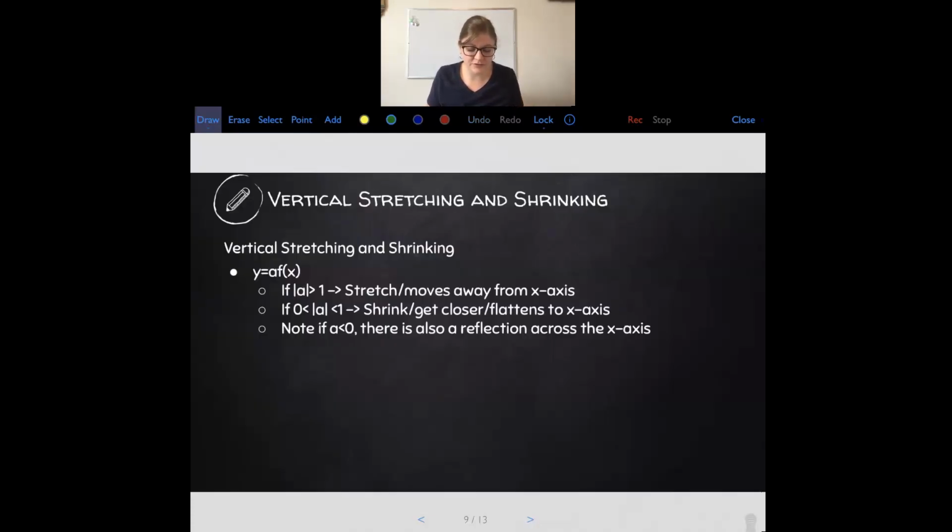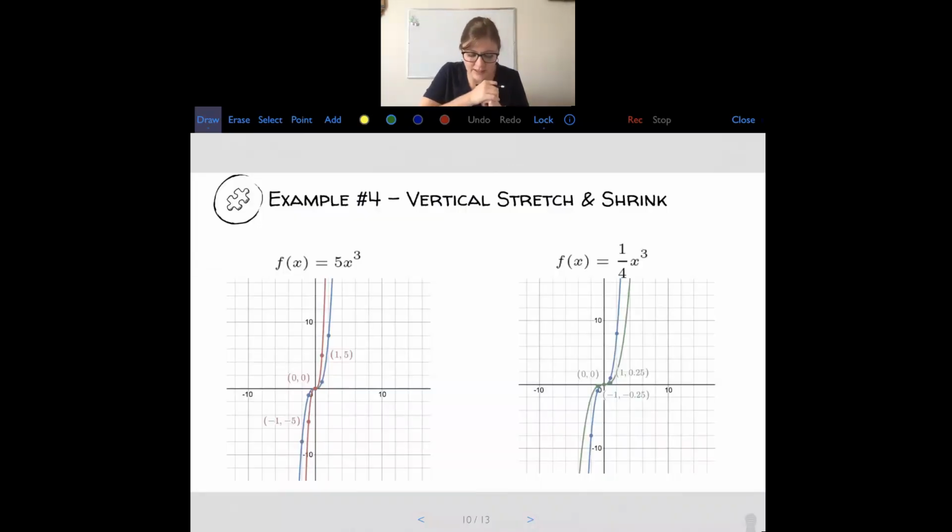With vertical stretch and shrink, we have y equals a times f of x, so it's being multiplied by something out in front. If the absolute value of a is greater than 1, then we have a stretch. It's going to move away from the x-axis. And if the absolute value of a is greater than 0 but less than 1, then it's going to shrink or flatten toward the x-axis. And note that if a is less than 0, there's also a reflection across the x-axis. So here's what that looks like.